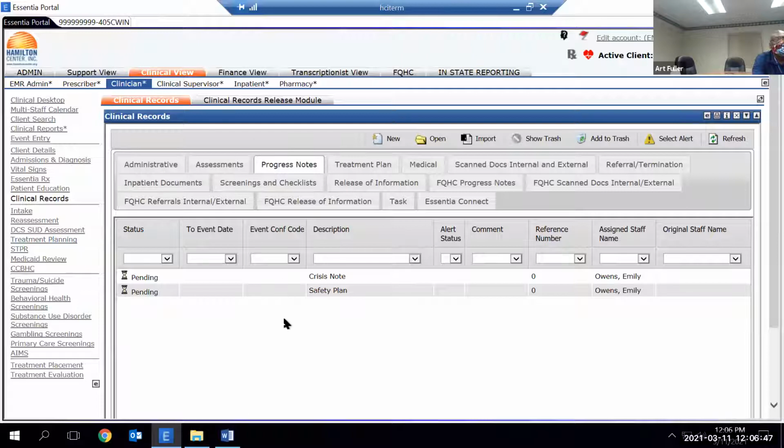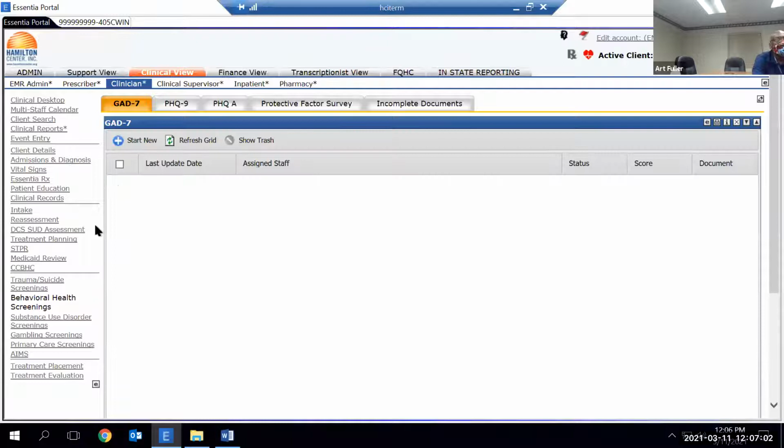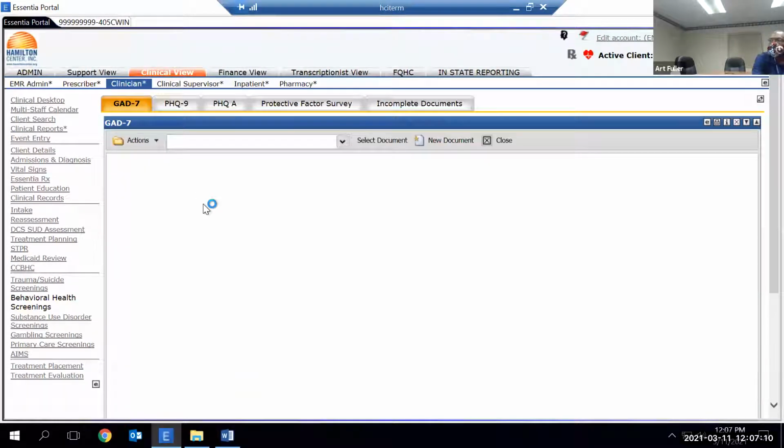So after I get some information from Tim, I feel I want to go and do a screening to gather more information. I'm going to come to the left-hand screen, the side of the Essentia portal, and I'm going to come to the behavioral health screenings. In this portal, you're going to see the GAD-7, the PHQ-9. The GAD-7 is a generalized anxiety scale. It's a 7-question. We can open that up.